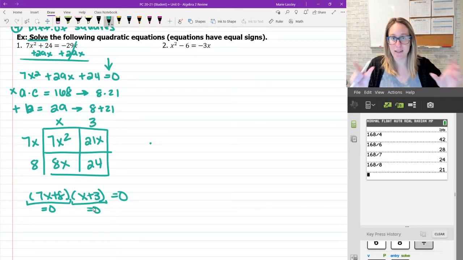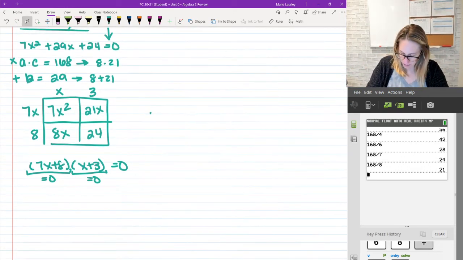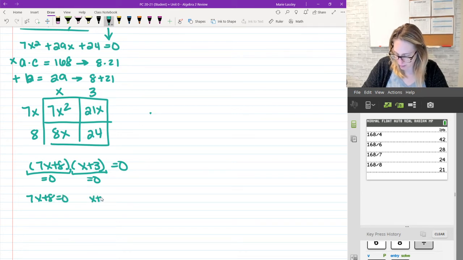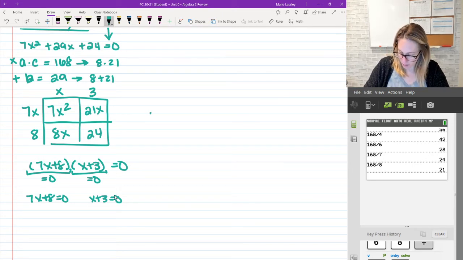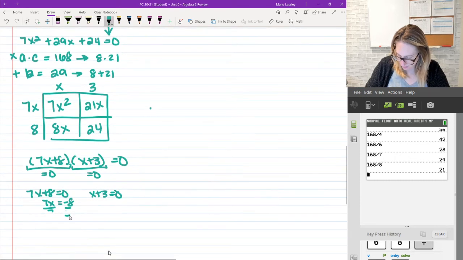So I take each piece equal to 0, and then I'm going to solve for x. So I have 7x plus 8 equals 0, and I have x plus 3 equals 0. All right, I'm just going to now solve these little mini equations. So I'm going to start by subtracting 8, and then I'm going to divide by 7.